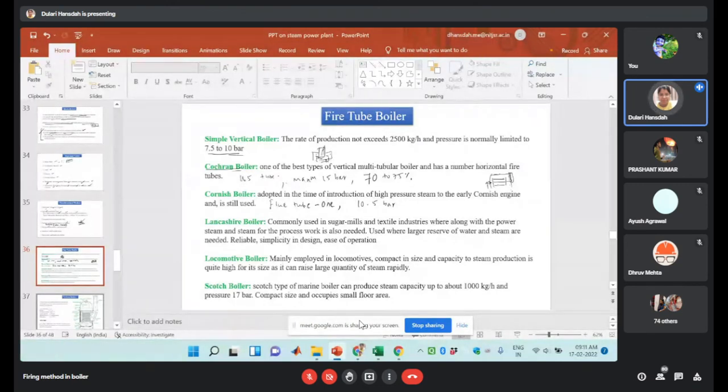Then we have the Scotch boilers. The Scotch boiler, a Scotch type of marine boiler, can produce steam at a capacity of about 1000 kg per hour, and the working pressure is about 17 bar. It is of compact size and occupies a small floor area. So it is used mainly in ships. Okay, so this is all about the different types of factory boilers. In the locomotive boiler, the working pressure is about 14 bar. I have not discussed it in detail.